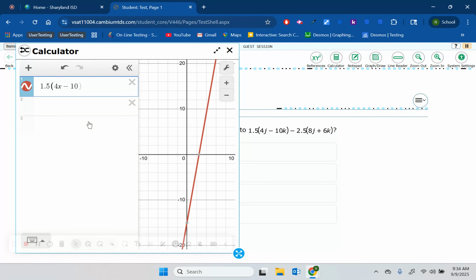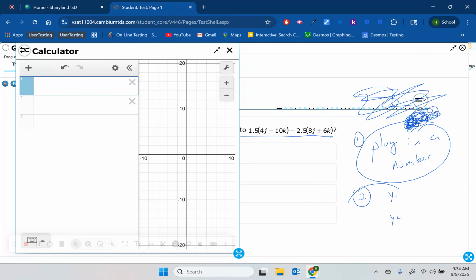10K, interesting. So the graphing option will not work in this one. The graphing option only works when it's one variable, but I have a J and a K in here. I'm going to have to use that first option. So this only works for one variable, so for one letter.